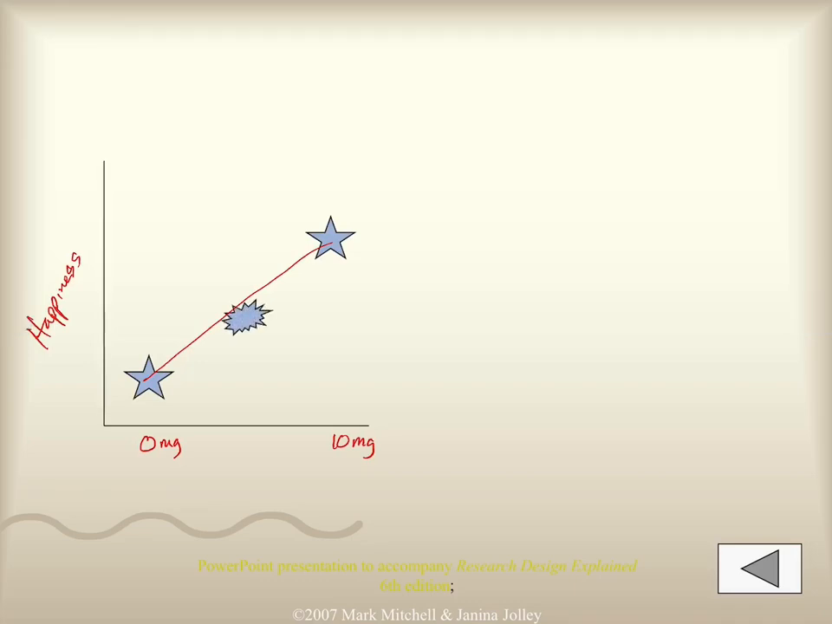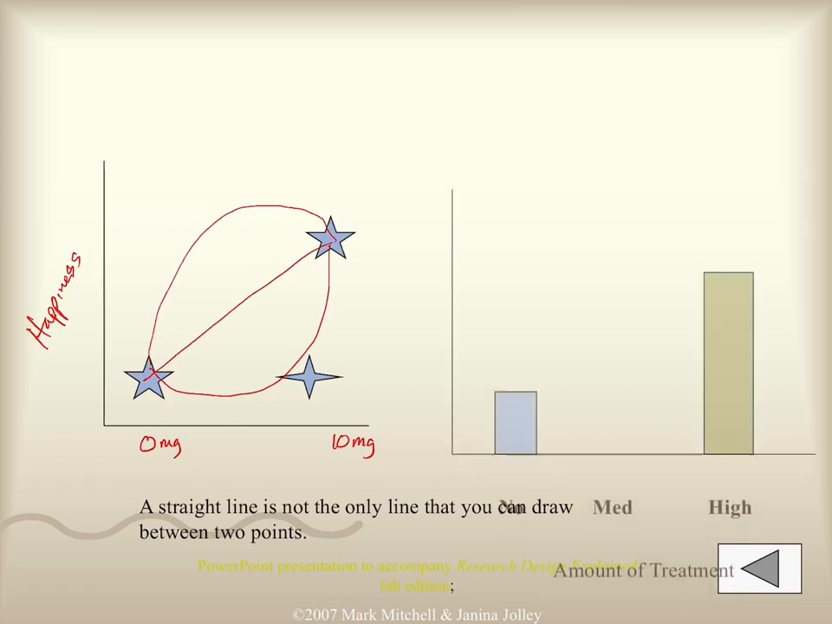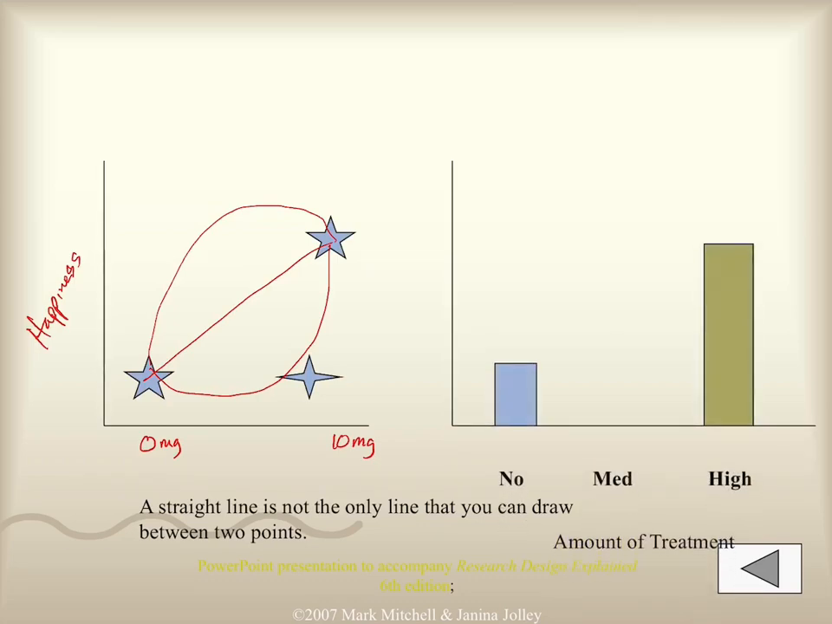But it may also be the case that someone with a medium level of the drug could respond very differently. They could respond worse, they could respond better. In other words, a straight line is not the only line that you can draw between these two different points. The line might go up here, the line might go down here. So let's take a more specific look at this, and let's imagine this with no drug, a medium level of the drug, and a high amount of the drug. Again, I think we used 5 milligrams and 10 milligrams before.